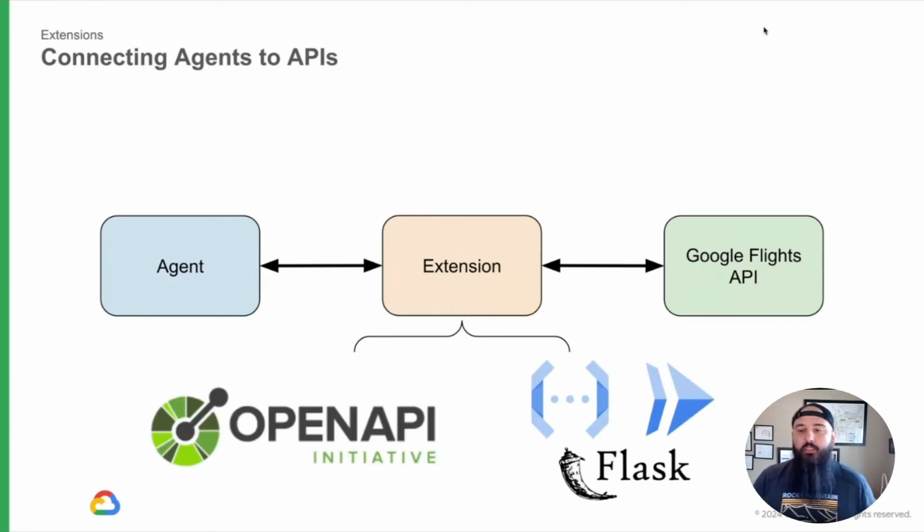With extensions, primarily what we see today is that these are built on top of the OpenAPI specification. And I want to be clear that OpenAPI is not the same as OpenAI. They're two completely different things.